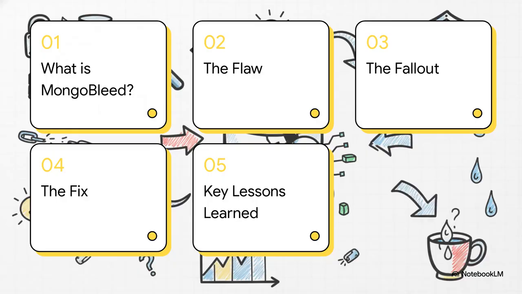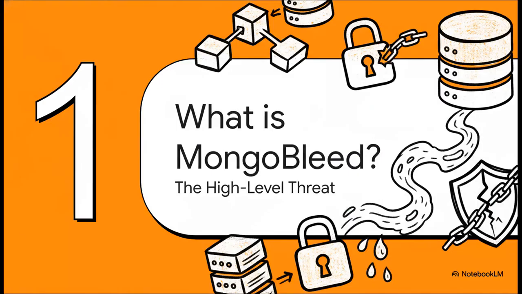So here's our game plan for today. First, we're going to define exactly what MongoBleed is. Then, we'll peel back the layers and look at the actual flaw in the code. After that, we'll talk about the real-world impact, how to fix it, and probably most importantly, what we can all learn from this, whether you're in development or security. Okay, first section. Let's get to the heart of it.